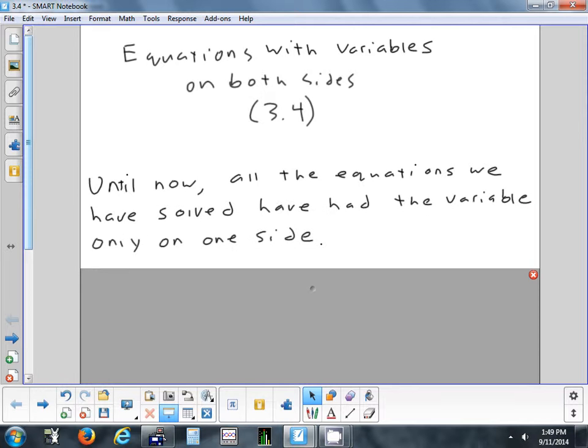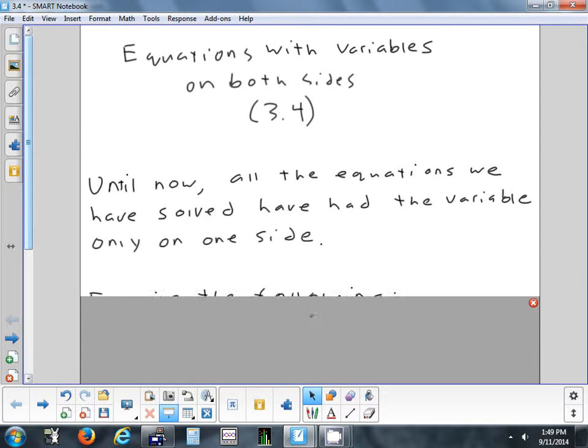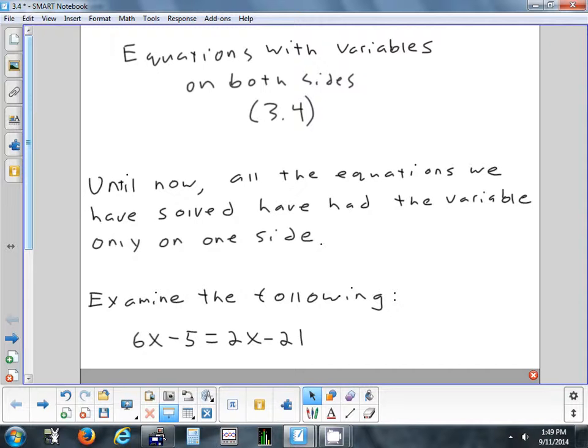So up until now, all the equations we solved only had letters on one side. This is an example of an equation with letters on both sides.